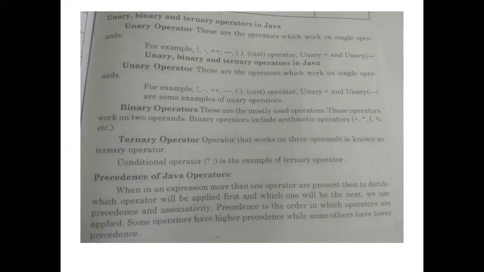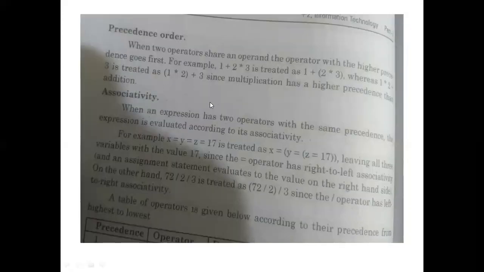Precedence is the order in which operators are applied. Some operators have higher precedence and some others lower precedence. So what is precedence order? When two operators share an operand, the operator with the higher precedence goes first. For example, 1 plus 2 into 3 is treated as 1 plus (2 into 3). Multiplication has the highest precedence, so here we put the bracket, whereas 1 star 2 plus 3 is treated as (1 star 2) plus 3, since multiplication has higher precedence than addition. So this is the precedence order.